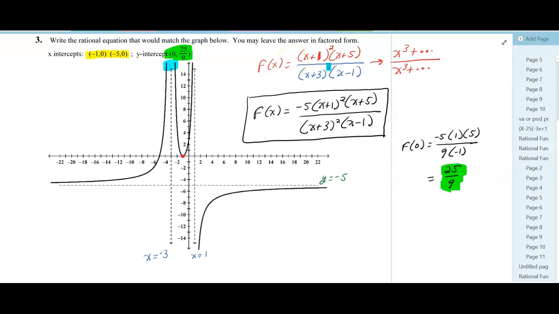I could have just put a negative 5 up in the original, and then that would have worked out. Hope you found this useful.